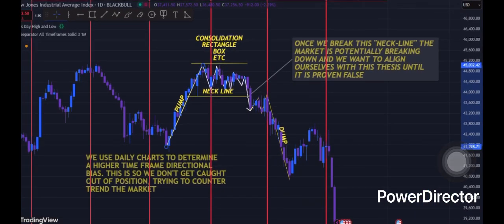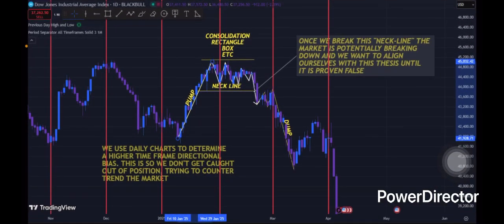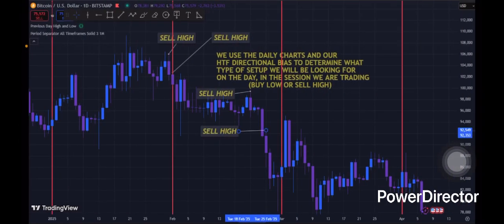So once we break that neckline, we're potentially breaking down, and we want to align ourselves with this higher time frame thesis until it's proven false, okay? Until we get a reversal or, whatever, until it's proven to be false, that we're no longer breaking down, okay? Until then, we want to align ourselves with that trend.